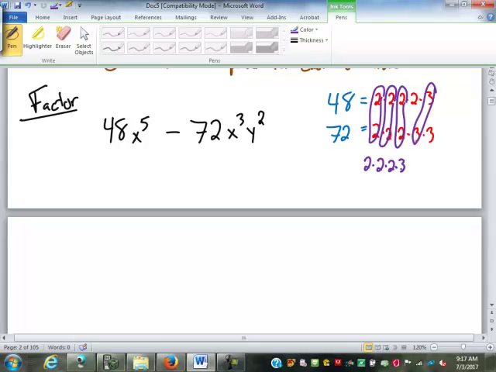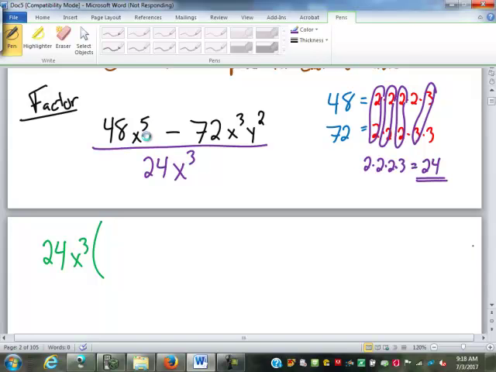So 2 times 2 times 2 times 3 is 24. A lot of people see 6, 8, or 12. The 24 is a little more elusive. So I'm going to have to divide this by 24. What am I going to use for my x? X to the 3rd. How about y? Careful. This first term doesn't have a y in it, right? So the lowest power of the y is 0 or non-existent. So there is no y in our greatest common factor because it didn't appear in this first term here.